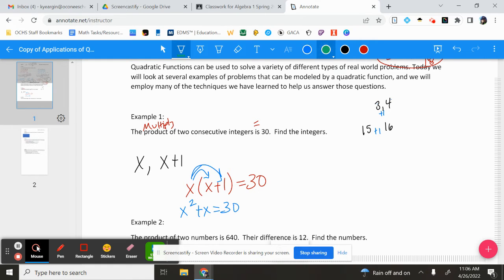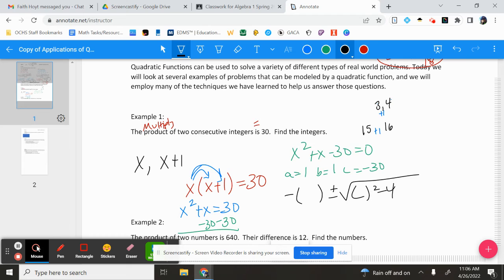Well, my plan is to use the quadratic formula. I know it has to equal 0, so I'm going to start by subtracting 30. Identify your A, your B, and your C. So A is 1, B is 1, C is negative 30. Then you simply just need to plug it into the quadratic formula. Remember, if you don't remember what the quadratic formula is, it is provided for you on the formula sheet. So my B value is 1, my A value is 1, my C value is negative 30.